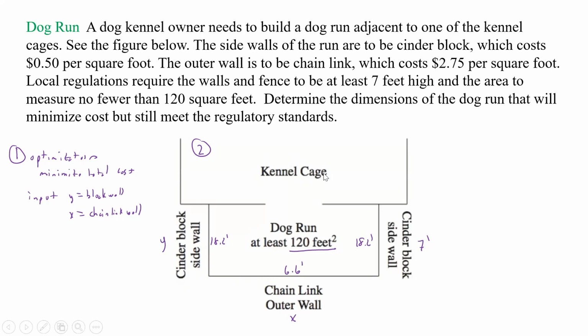Okay, so we determined the dimensions of the dog run that will minimize the cost, and that also fit the 120 square feet and 7 feet tall.